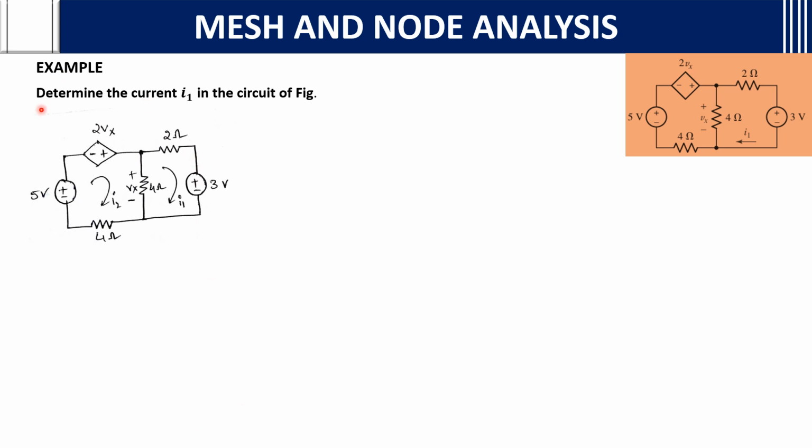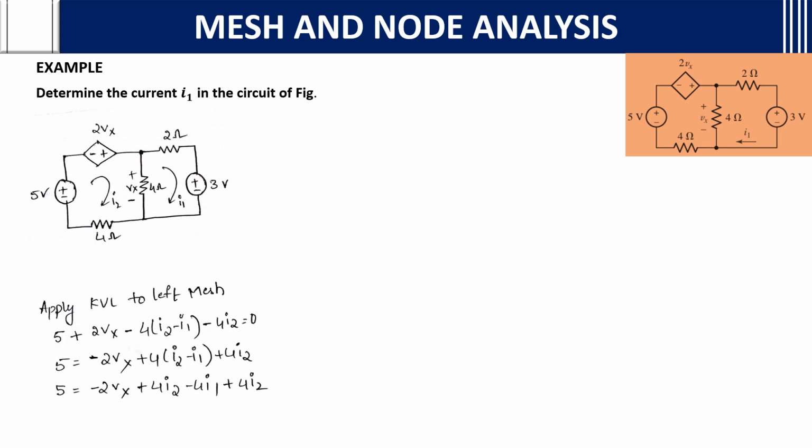You will see this question now. Determine the current I1 in the circuit. We need to determine the current I1. Same way, we will write the directions I2 and I1, with the directions of the current clockwise. Then using KVL we will write the KVL for the left mesh. What you will get: 5 plus 2Vx minus 4 into I2 minus I1 minus 4I2 equals 0.